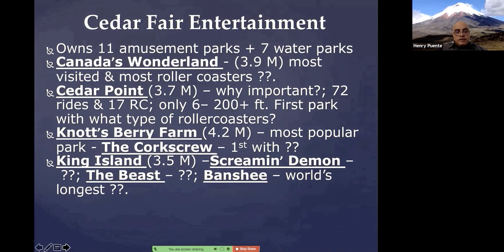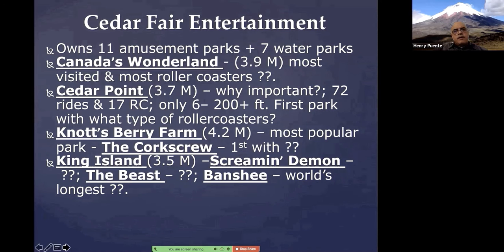So Cedar Fair owns 11 amusement parks and 7 water parks. So Cedar Fair is known for its roller coasters. That's what it's famous for. So we'll talk about 3 of their most prominent parks.